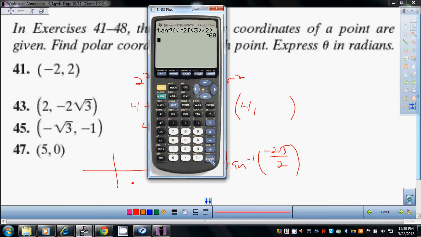Negative 60. Now, what quadrant were we in? Fourth. What was the formula I gave you for the fourth? Yeah. So 360 minus 60, 300 is your angle. Yeah, just drop the negative.